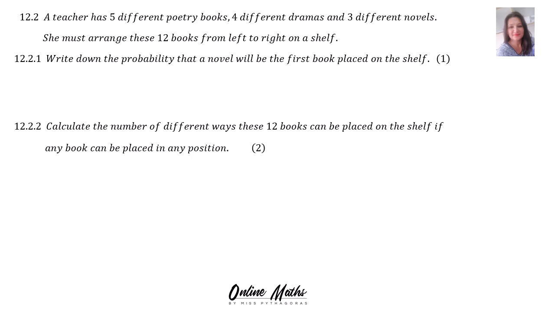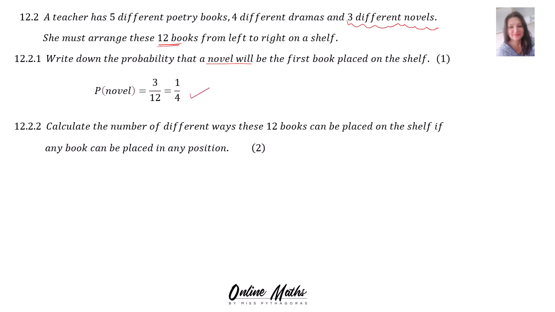12.2. A teacher has 5 different poetry books, 4 different dramas, and 3 different novels. She must arrange these 12 books from left to right on a shelf. Write down the probability that a novel will be the first book placed on the shelf. Therefore, how many novels were there? There were 3 novels, that's important, and the total was 12. Therefore, probability novels, 3/12, which is a quarter, worth 1 mark.